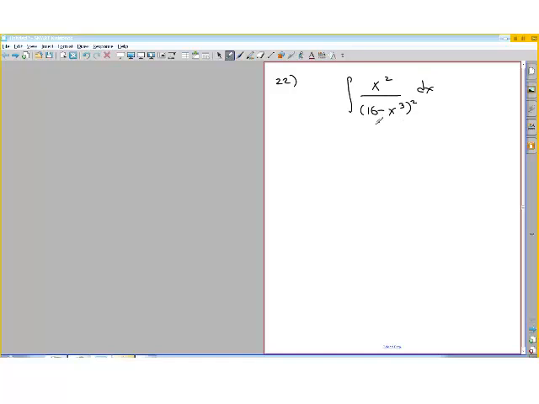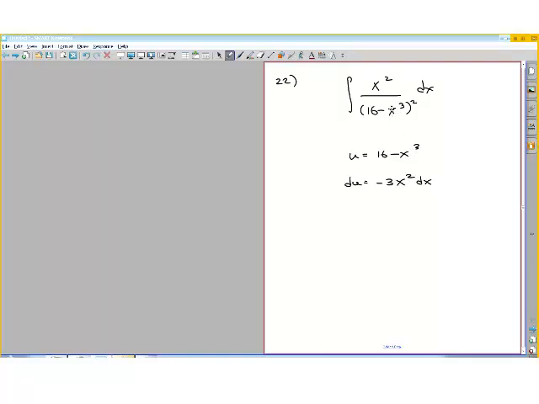Okay, so this is our u, the term in the parentheses, 16 minus x cubed. Take the derivative, that goes to 0. We get negative 3x squared dx. So we get negative from there, 3 from the exponent, 2 becomes 1 less.